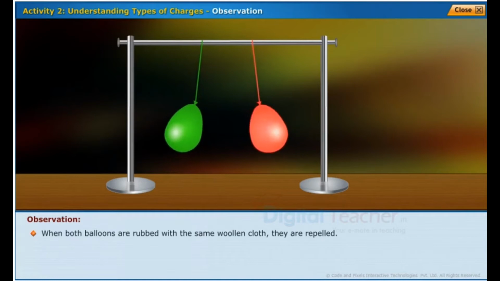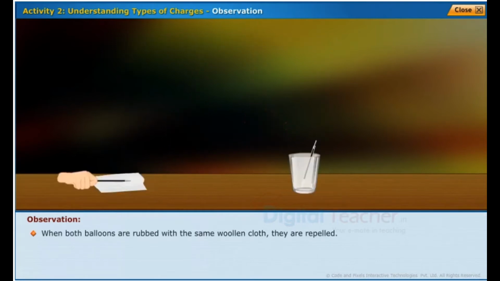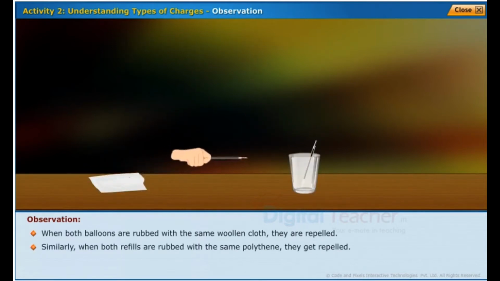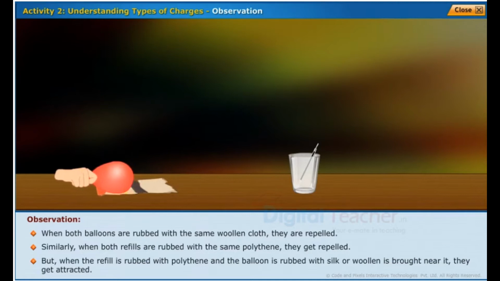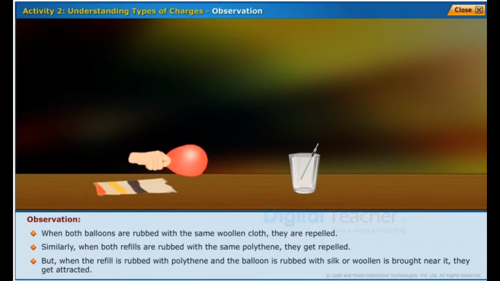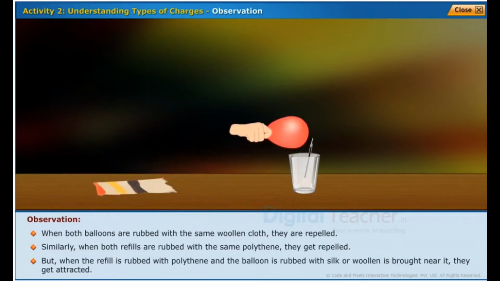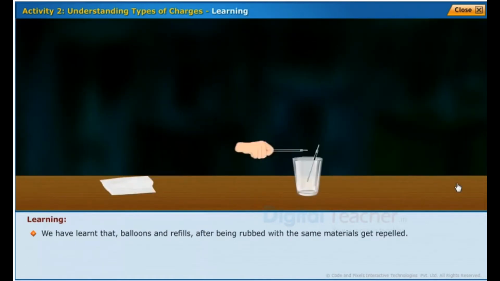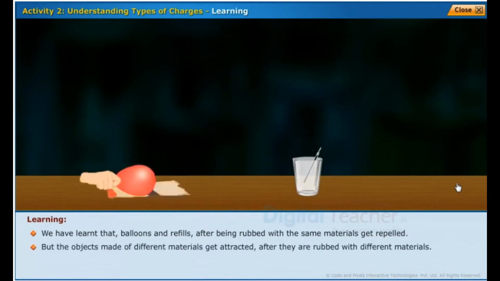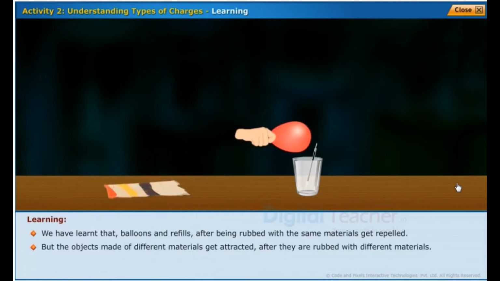Observation: when both balloons are rubbed with the same woolen cloth, they are repelled. Similarly, when both refills are rubbed with the same polythene, they get repelled. But when the refill is rubbed with polythene and the balloon is rubbed with silk or woolen cloth, and they are brought near each other, they get attracted. We have learned that balloons and refills, after being rubbed with the same materials, get repelled. But objects made of different materials get attracted after they are rubbed with different materials.